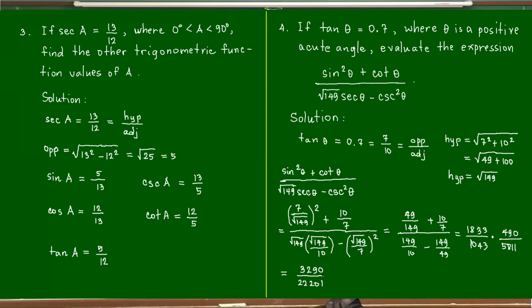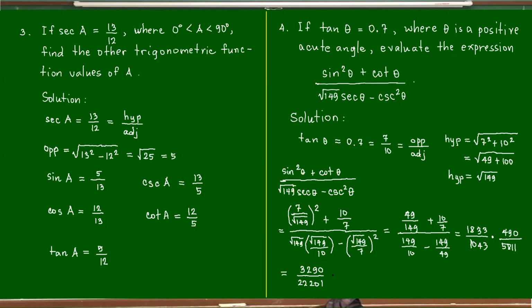Yes, sir. Yes po. Correct now? Divided by 149. I'm still checking. Divided by 10 minus 149 divided by 49. Okay, so that's right. So this is the answer.